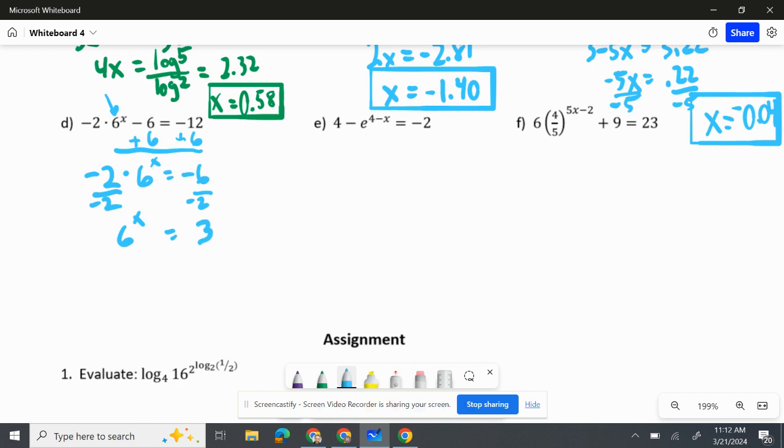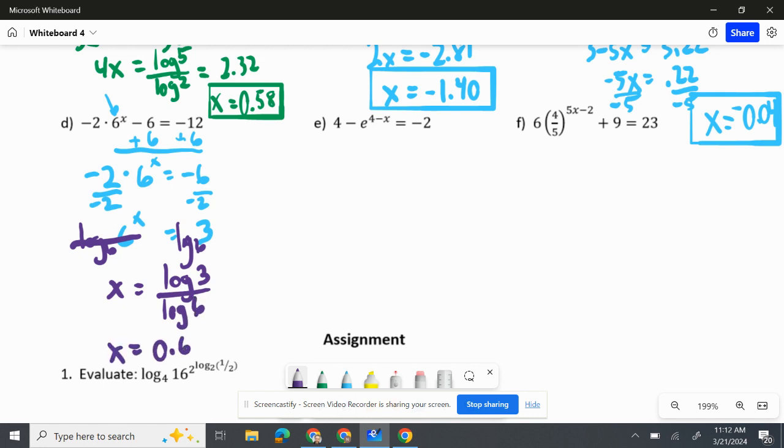What I have to do is get rid of the 6. So I do log base 6 on both sides. It cancels. I get the x by itself. Change of base formula: log of 3 divided by log of 6. And that gives me 0.61.